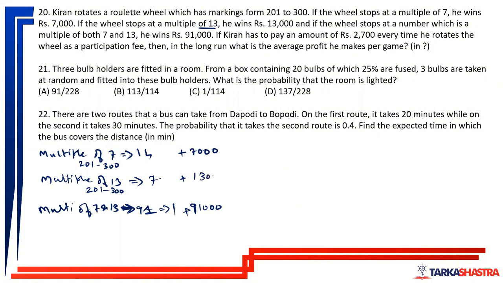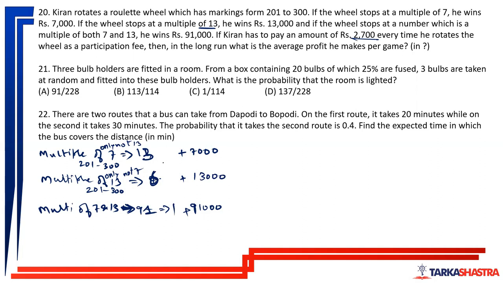Now, if Kiran has to pay this much every time to rotate the wheel as a participation fee, then in the long run, what is the average profit per game? This is very easy. Now, multiple of 7 only without 13, how many will there be? 13 will be there. And multiples of only 13 and not 7, how many will there be? 6 will be there, because there is one common multiple for which I get 91,000.